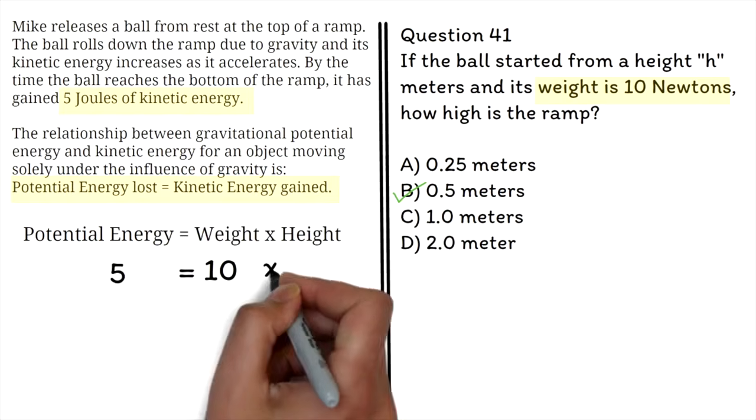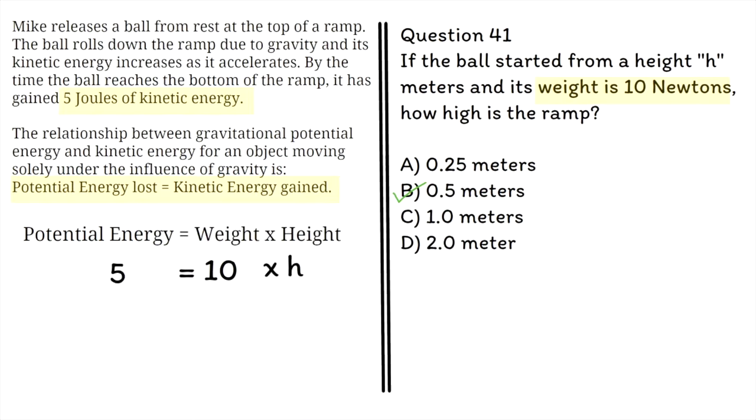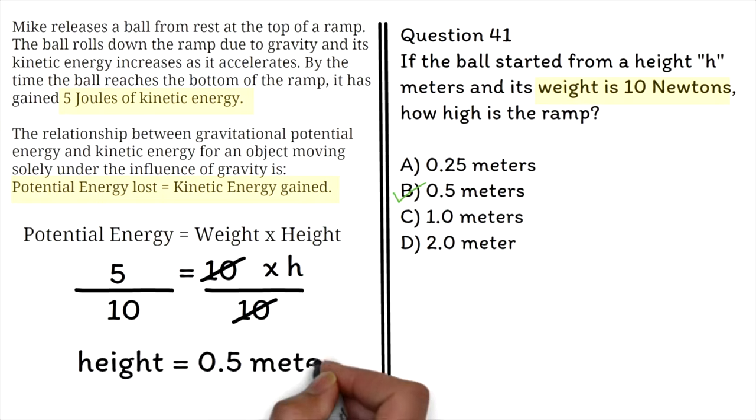We have 5 equals 10 times h. We can now solve for h. Divide both sides by 10. The 10 will cancel out. 5 divided by 10 is 0.5. So the height is 0.5 meters.